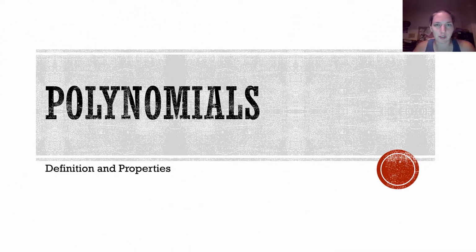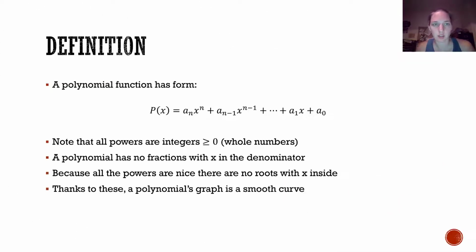Ahoy mateys, time for some polynomials. The definition of a polynomial is that it has the form a sub n times x to the n plus a sub n minus 1 times x to the n minus 1 plus and so on and so forth all the way down to a sub 1 x plus a sub 0.